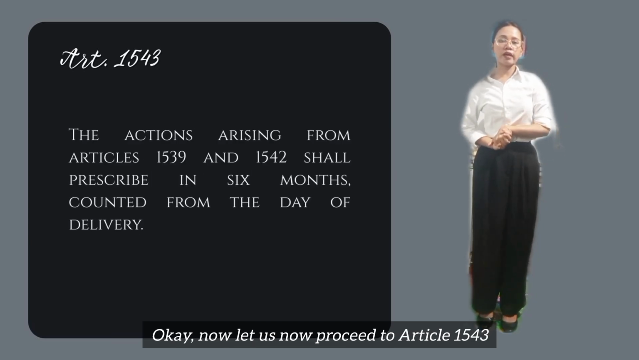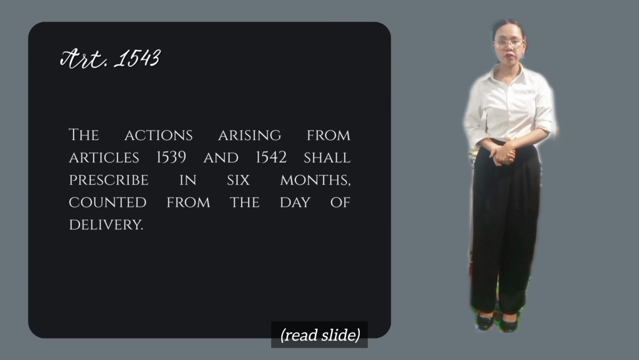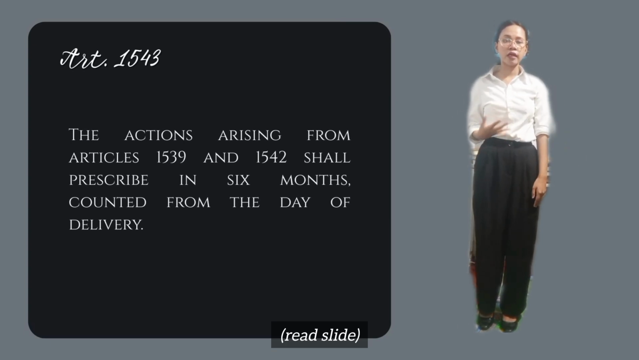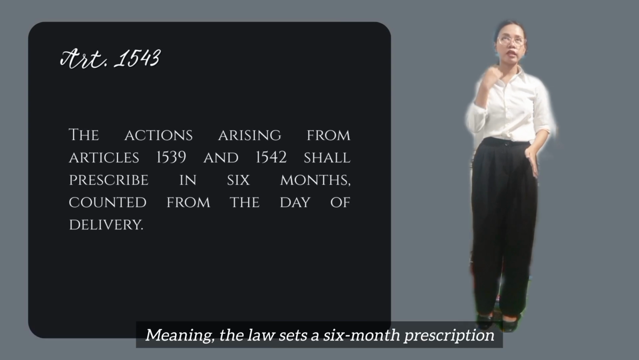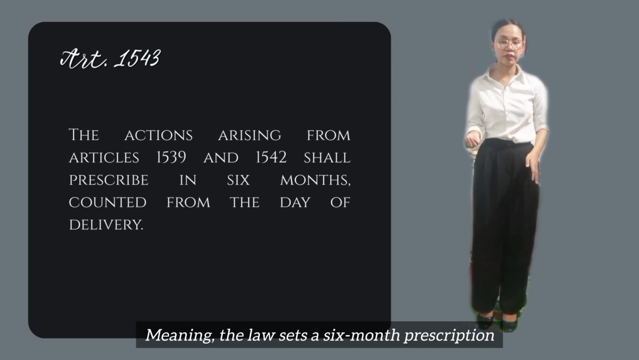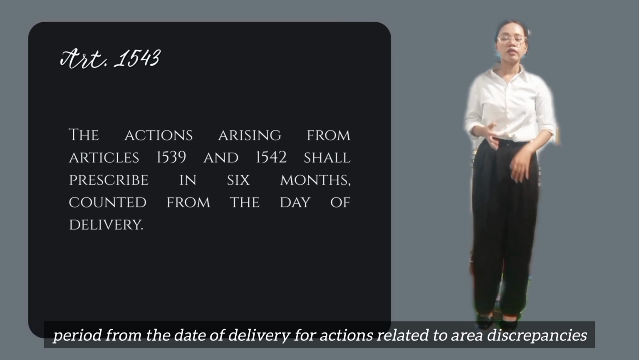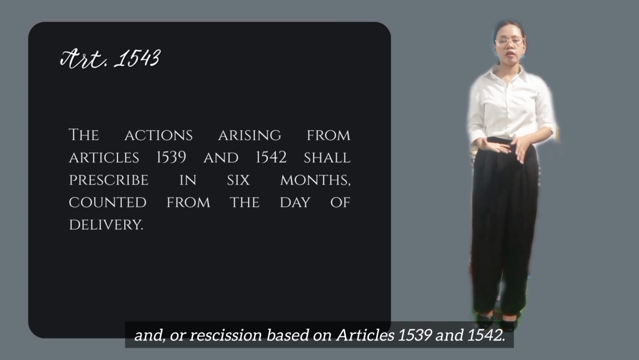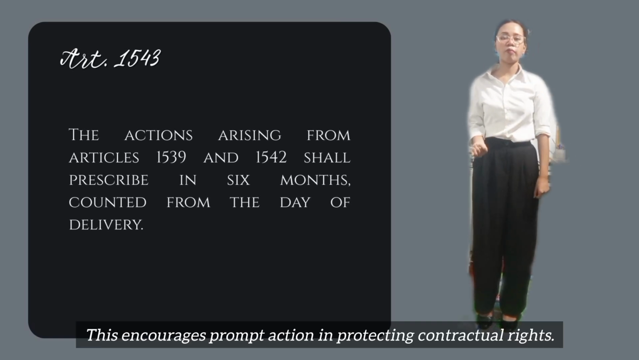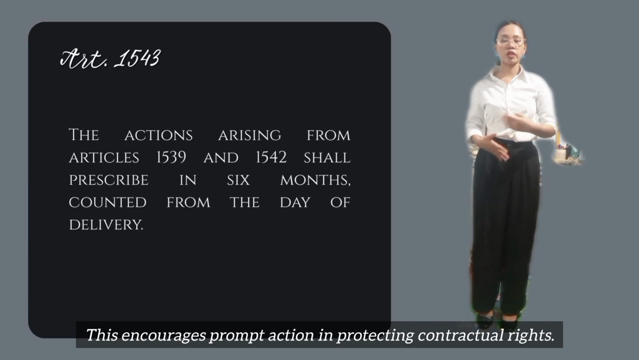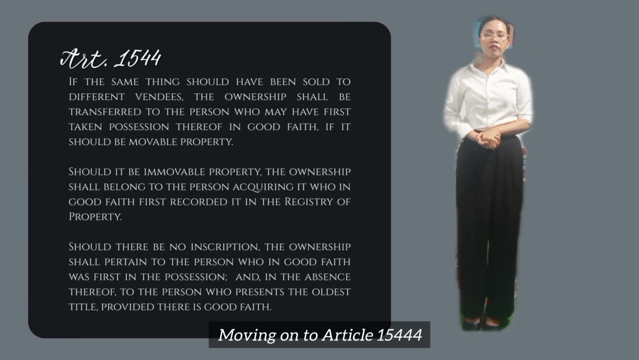Okay, now let us proceed to Article 1543. According to Article 1543, the actions arising from Articles 1539 and 1542 should be prescribed in 6 months, counted from the day of delivery, meaning the law sets a 6 months prescription period from the date of delivery for actions related to area discrepancies and or rescission. Based on Articles 1539 and 1542, this encourages prompt action in protecting contractual rights. Moving on to Article 1544.